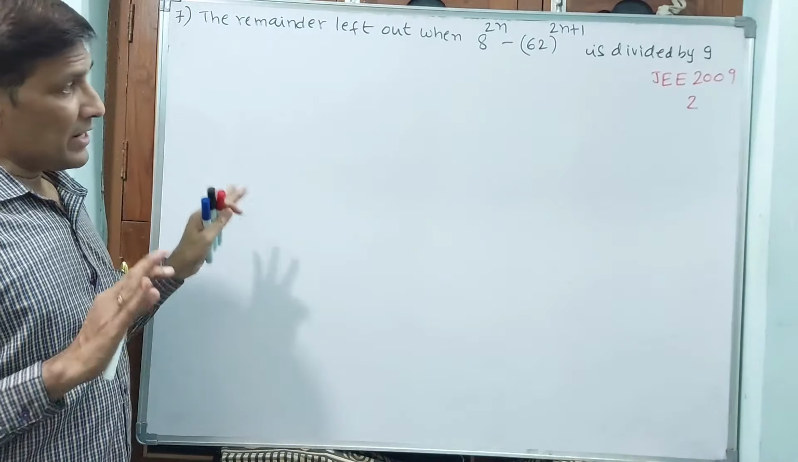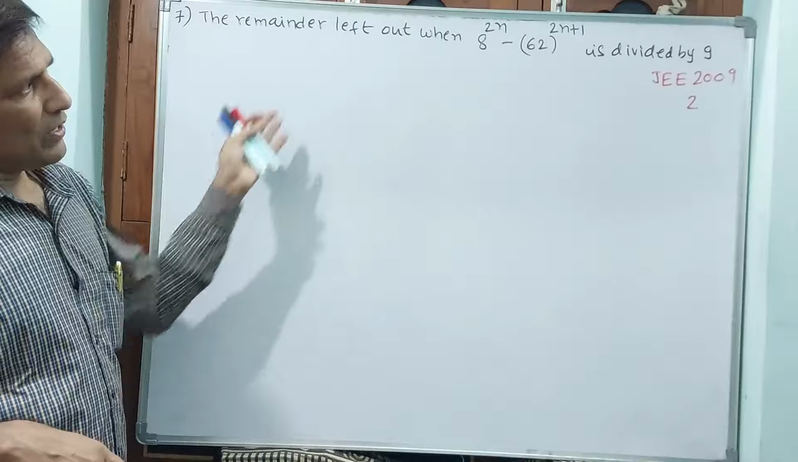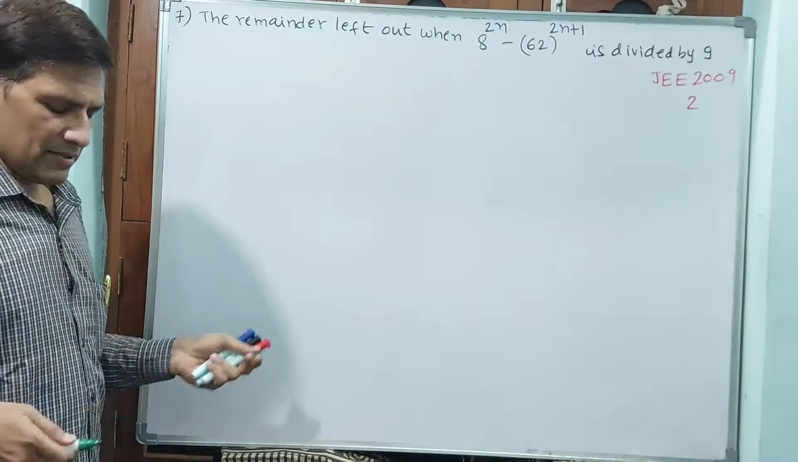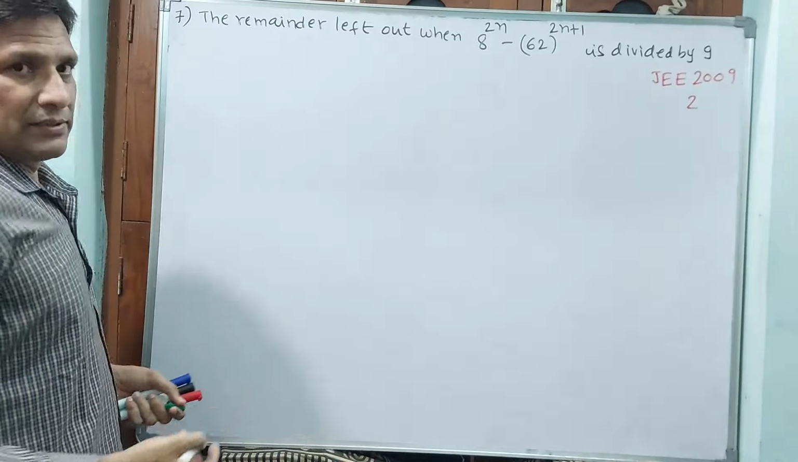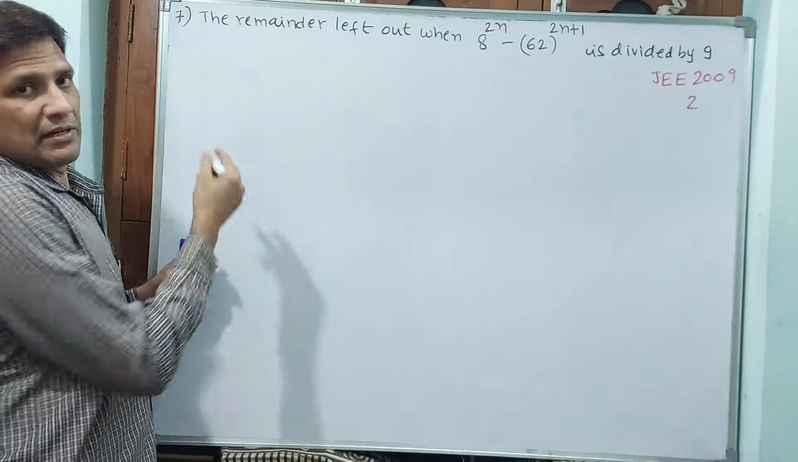But see, we are dealing with JEE. You need not do any rough work. If you are able to put the answer straight away with a shortcut method, that is also correct. Okay, see how I am dealing with this question. I am taking n as 1.